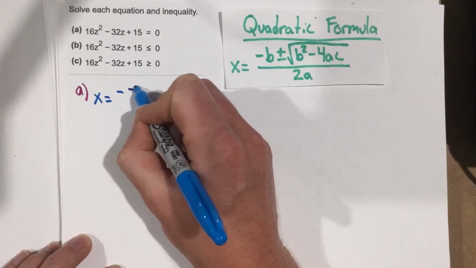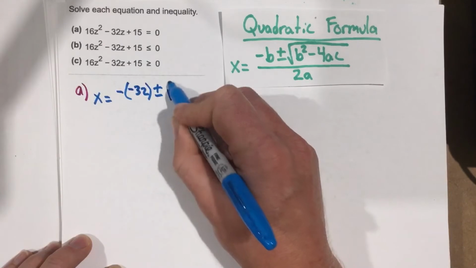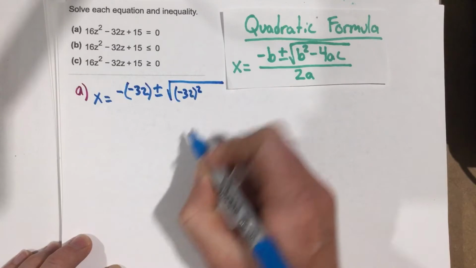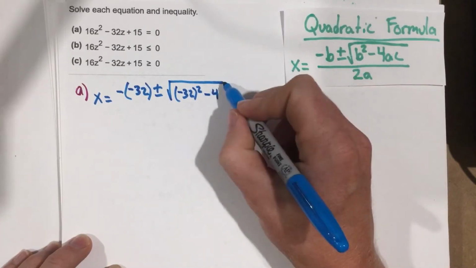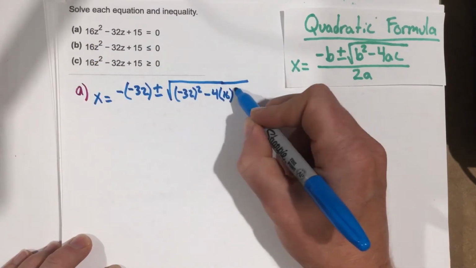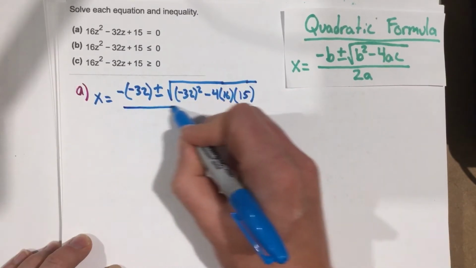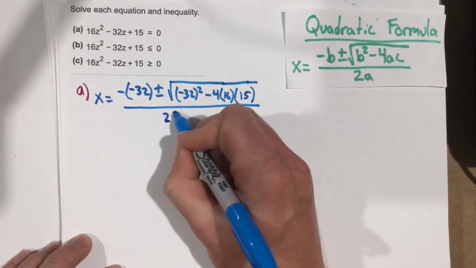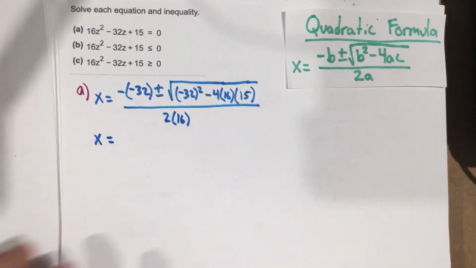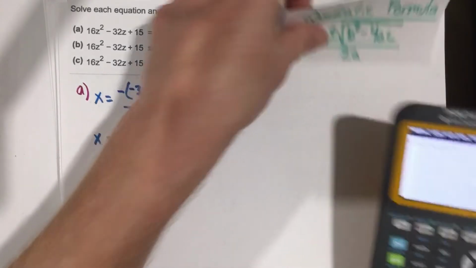negative 32 plus and minus root, this will be negative 32 squared minus 4 times a, which is 16, times c, which is 15, and that's all over 2 times a, which is 16. Now I'm going to use my calculator to do most of this work. So we can get rid of the quadratic formula.